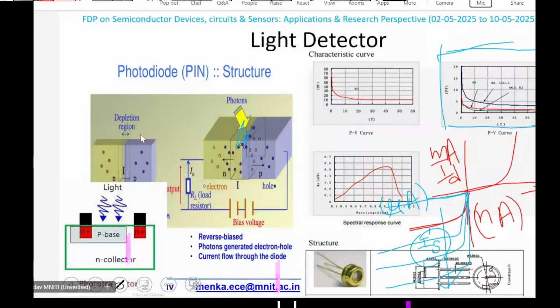You can see the more the intensity, the more the current is getting increased. In this manner, the current in the photodiode is getting increased. We can calibrate that reverse bias saturation current against the light intensity, and in this fashion we can get the light intensity or the sensitivity curve.